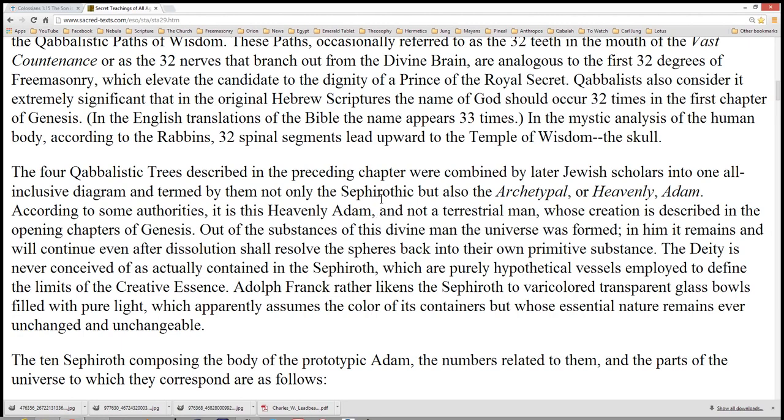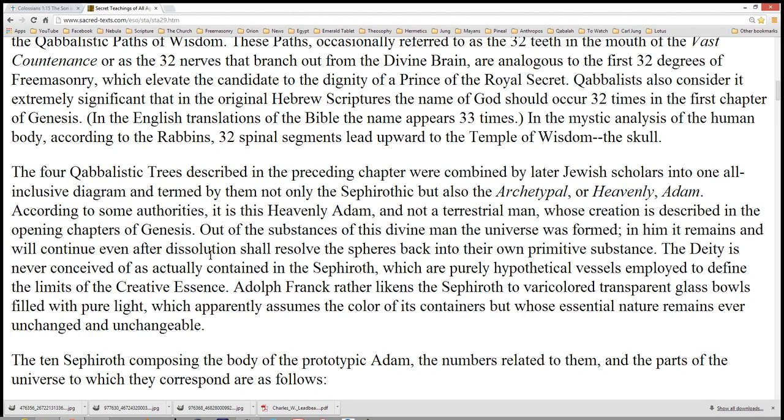The 4 Kabbalistic trees described in the preceding chapter were combined by latest Jewish scholars into one all-inclusive diagram termed by them not only the Sephirothic, but also the archetypal or heavenly Adam. According to some authorities, it is the heavenly Adam and not a terrestrial man whose creation is described in the opening chapters of Genesis. Out of the substances of this divine man, the universe was formed. In him it remains and will continue after dissolution shall resolve spheres back into their own primitive substance.